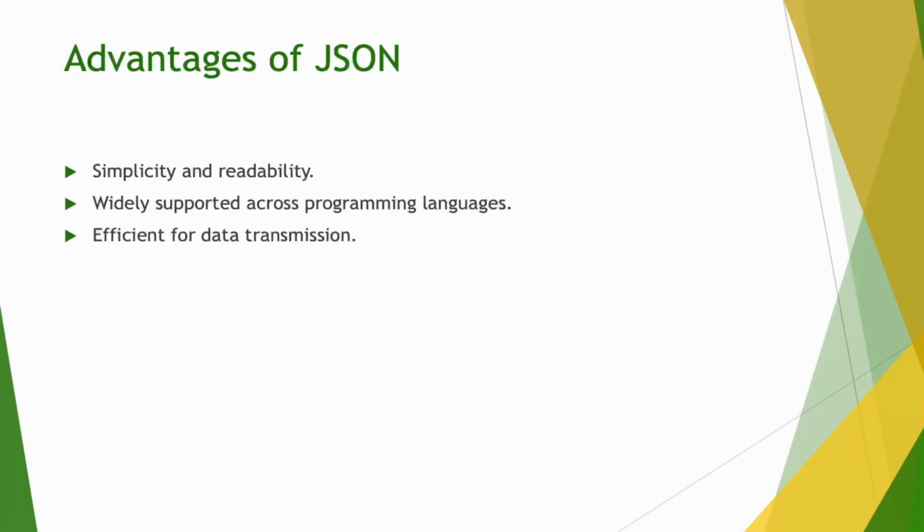What are the advantages of JSON? It's simple and readable, and it is widely supported across different programming languages. On the front end we have React, Angular, Vue, etc. And on the backend we have different web servers like Python, Node, Spring Boot, and so on. Using JSON, it's very easy to pass data between the server and the client. It's also very efficient in data transmission. Let's go to the example.